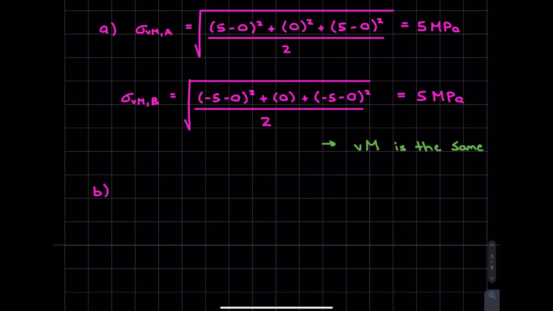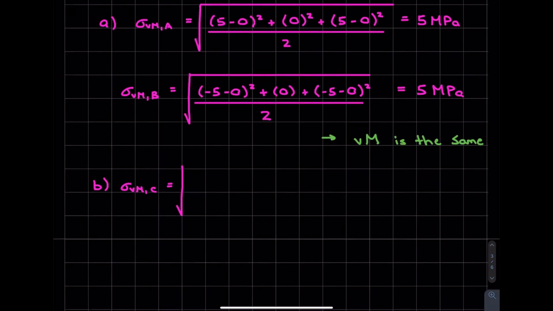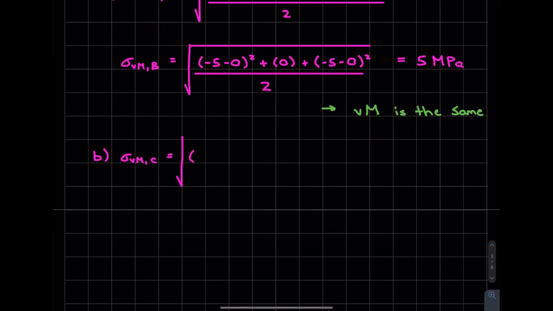Now, let's see the von Mises of matrix C. So this one's a little bit longer because, of course, we have those shear components. So the first one is sigma 1, 1 minus sigma 2, 2. So I'm going to come up here.